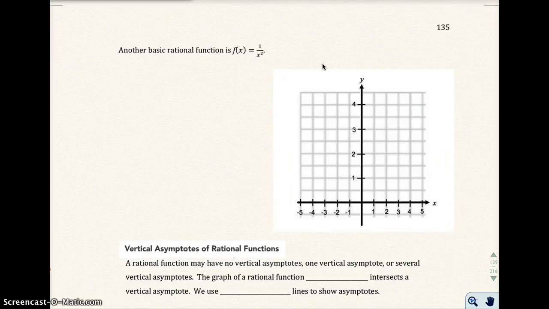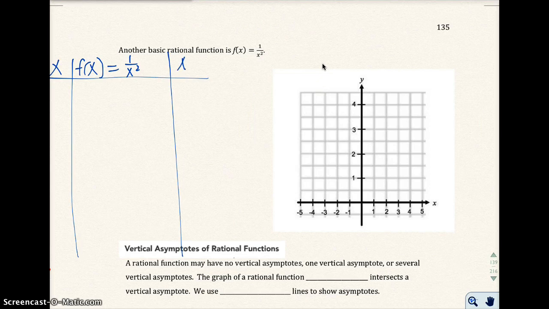Another basic rational function is f of x equals 1 over x squared. And so let's go ahead and make a table to see what's going on with this rational function. So go ahead and put value for x, and f of x equals 1 over x squared, and then we have our value for the ordered pairs. So I pick 1. Again, we can't pick 0 because 0 would make this denominator 0.